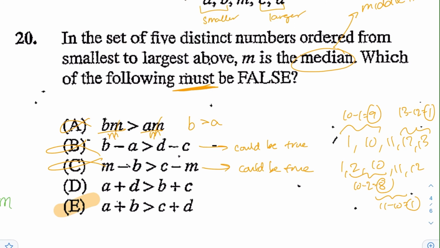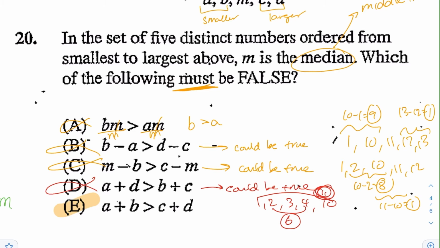For choice D, you have A plus D versus B plus C, and you want A plus D to be greater. Well, again, this could be true if you make the variable D really large. So you have 1, 2, 3, 4, and 10. A plus D is 10 plus 1, which is 11. Whereas B plus C is just 4 plus 2, which is 6. And 11 is much greater than 6. So D could also be true.